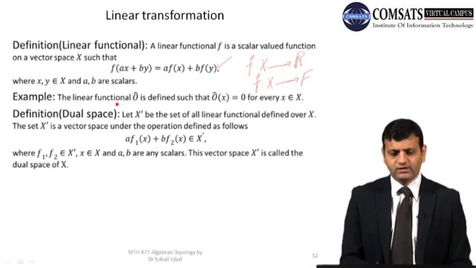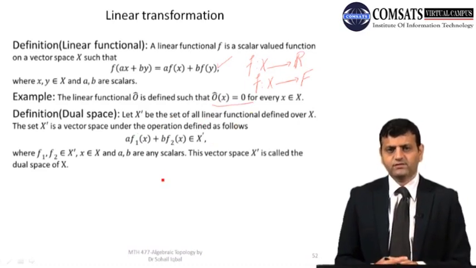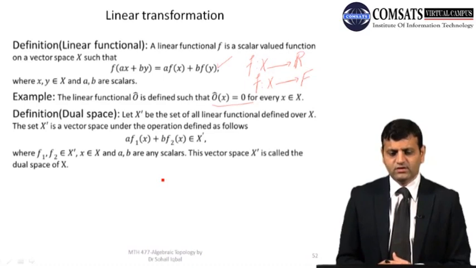Okay, so we have a particular linear functional, which is 0, which will give me 0 for every element of the vector space. Similarly, we can define dual space, which is the collection of all linear functionals, and this space is called the dual space. And sometimes if V is a vector space, we denote this space by V upper star.